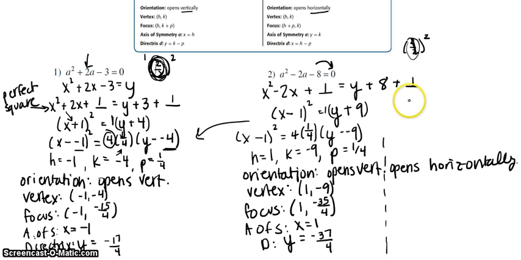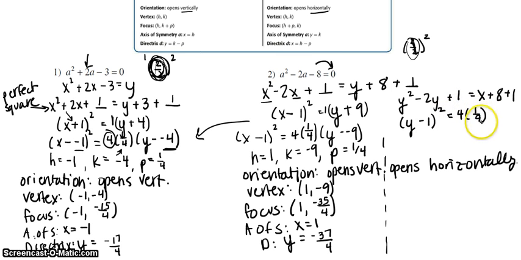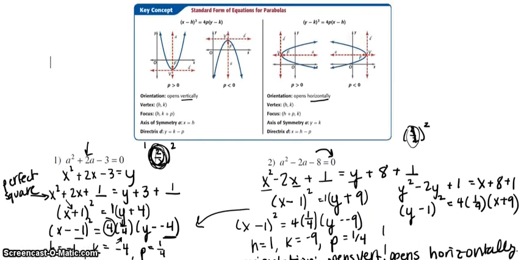Well, all that would change is this becomes y squared minus 2y plus 1 equals x plus 8 plus 1. So all I did was change each of the x's to y's and each of the y's to x's. So then we would have y minus 1 squared equals 4 times 1/4 times x plus 9. And so now our h and our k are going to be the same, and our p.